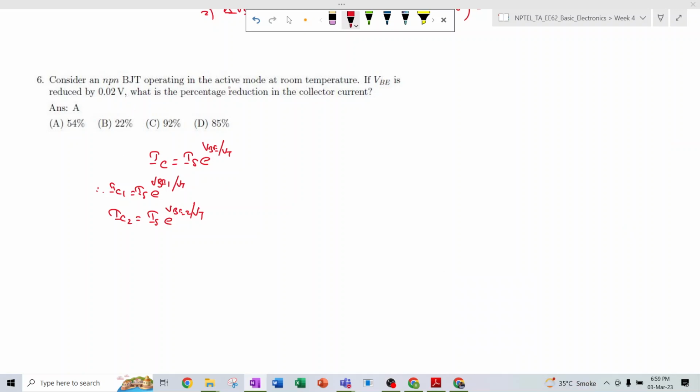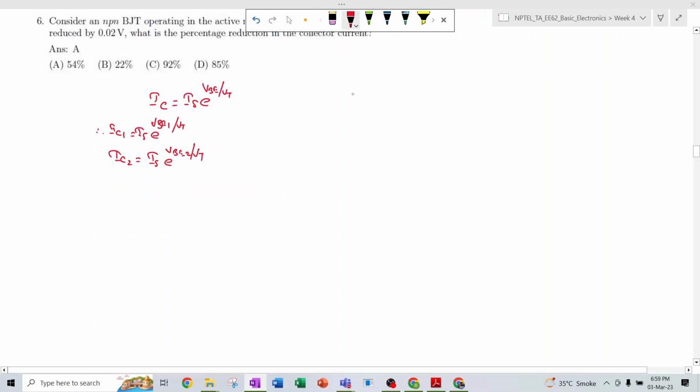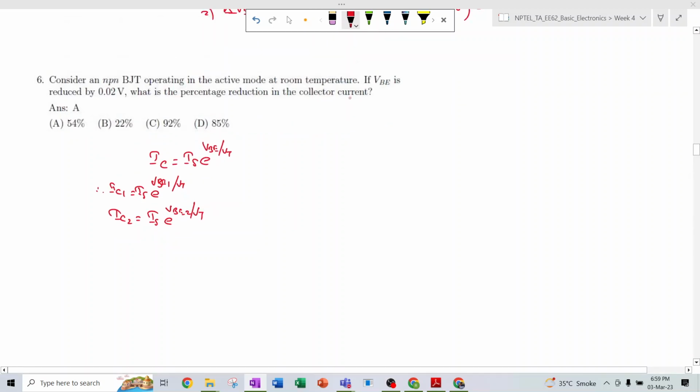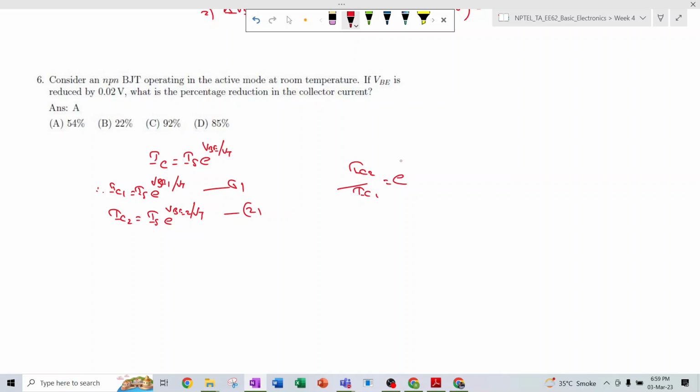So consider an NPN BJT operating in active mode at room temperature. If VB is reduced by 0.02 volt, what is the percentage reduction of the collector current? So this is the thing. Similarly, if we do IC2 by IC1, that is dividing equation 2 by equation 1, we are getting e to the power VBE2 minus VBE1 divided by VT. Now IC2 by IC1 is e to the power delta VB, which is 0.02 volt, so it is 0.02 divided by VT.